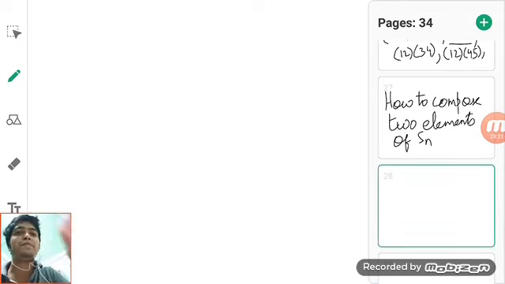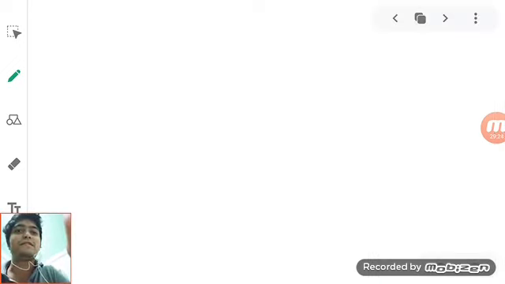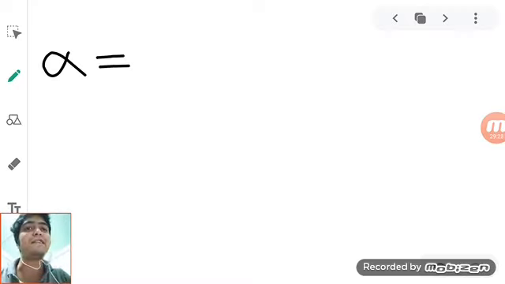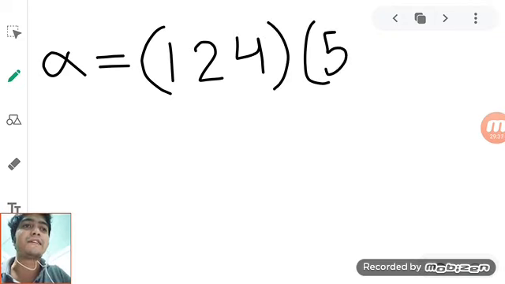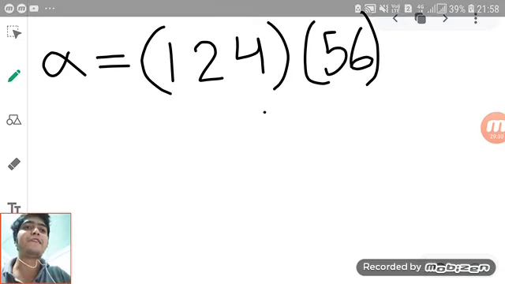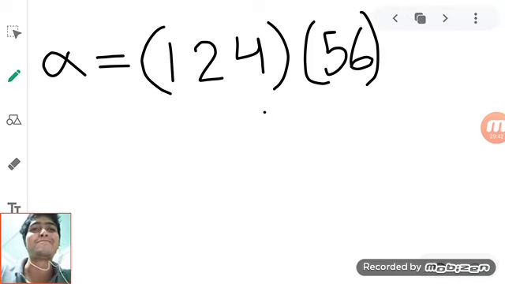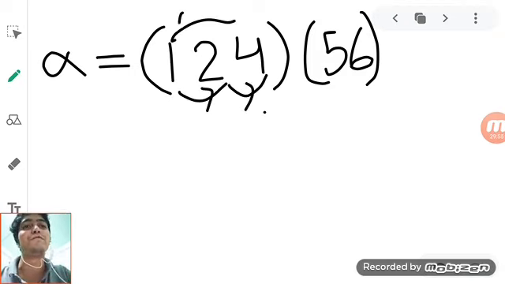Let us take sigma, an element of Sn. Let us take any element, maybe (1 2 4)(5 6). Again I repeat, I am really stressing this point: there are only 5 numbers over here, 1, 2, 4, 5 and 6. The number 3 is not present, but it is hidden. 3 goes to 3, always remember that. 1 goes to 2, 2 goes to 4, 4 goes to 1, 5 goes to 6, and 6 goes to 5.